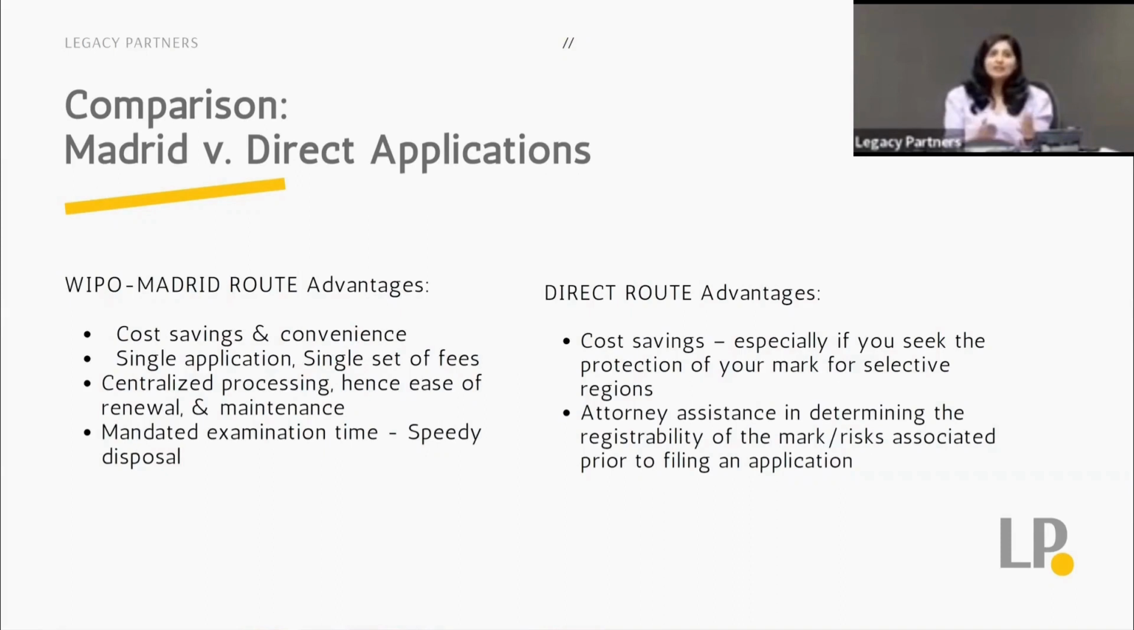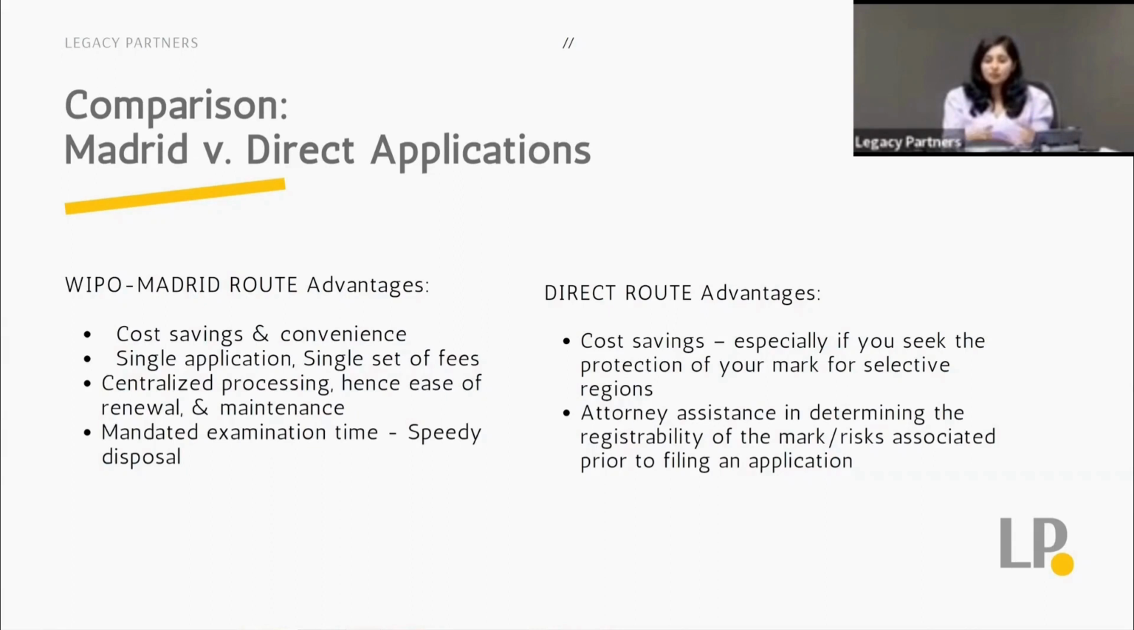So the MEDIT route advantages, of course, are cost savings and convenience. If you want to protect your trademark in, say, 18 countries, you do not have to find 18 attorneys in 18 countries and pay each and every one of them. Just file a single application from here and pay the government fee. It is extremely convenient, and it is a single set of fees. You don't have to wait for the conversion rate or worry about the cost of the professional fee. So it is very convenient and cost effective as well.